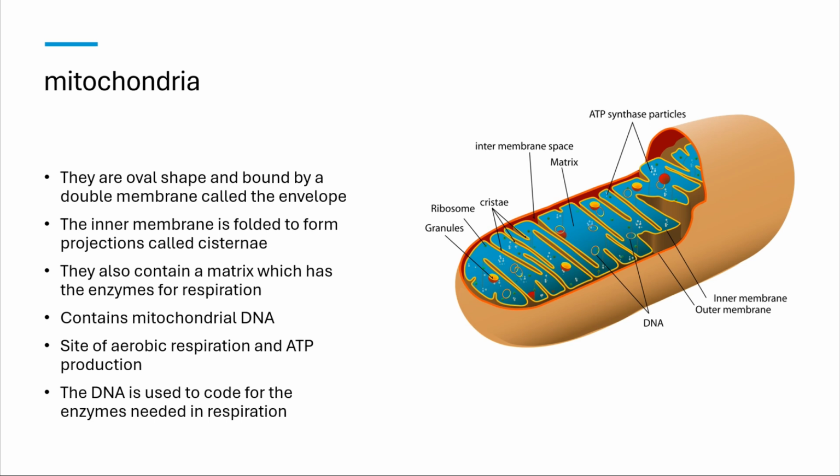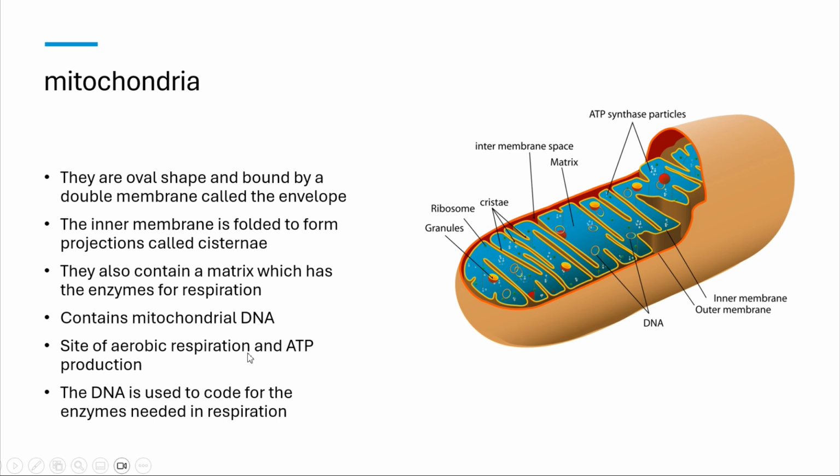One theory as to why the mitochondria and the chloroplast contain DNA is because some people believe that bacteria actually evolved into these. So bacteria, over many, many years, evolved into mitochondria and chloroplasts. That's just a theory.